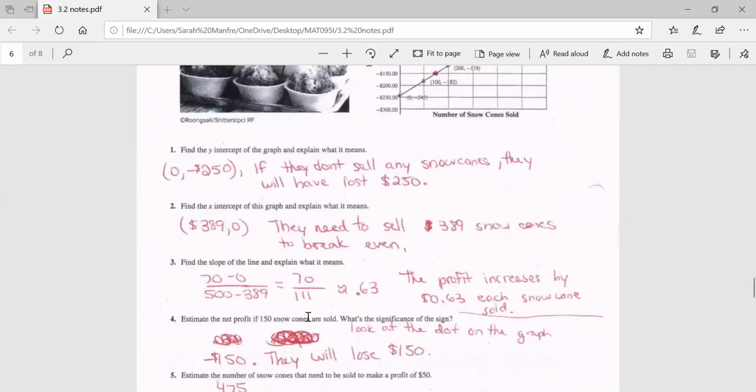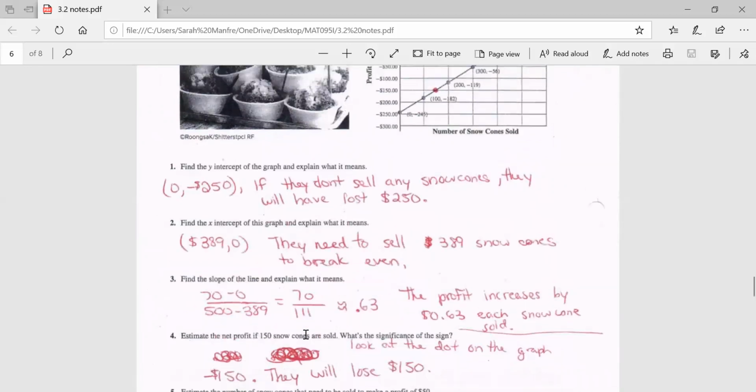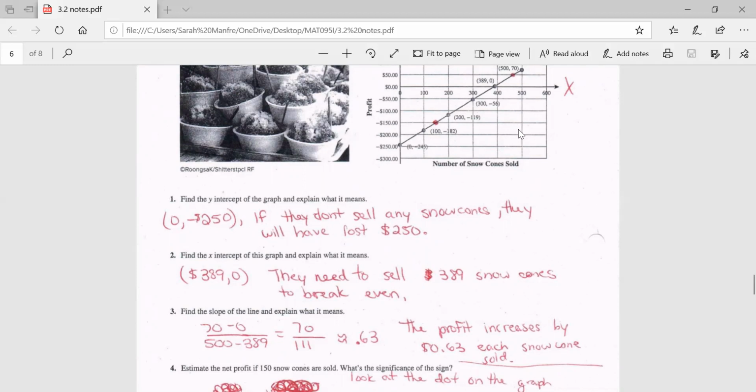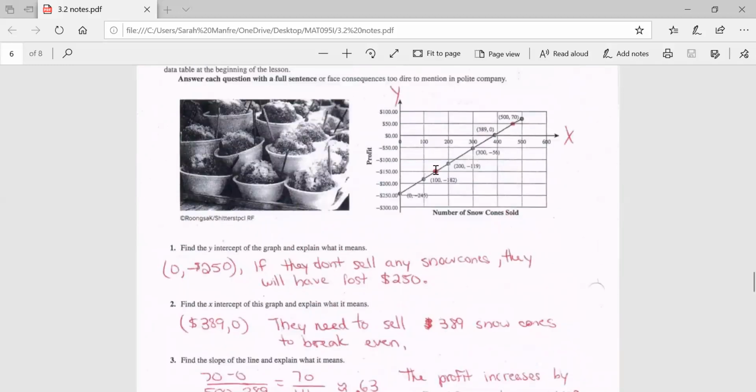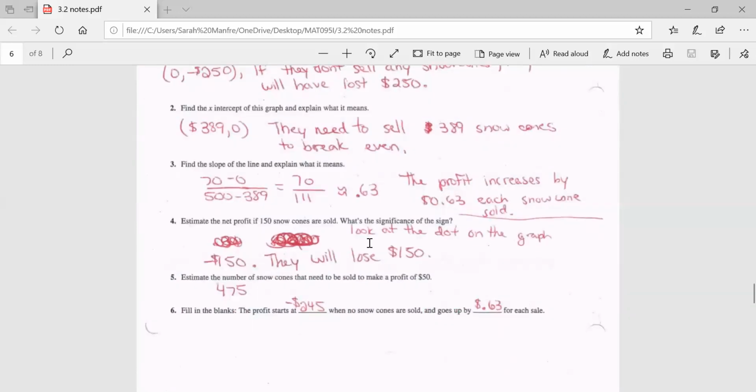So estimate the net profit if 150 snow cones are sold. Okay, what is the significance? Well, I do it on the graph, right? 150 snow cones sold, that's this point right here. It's right in between 100 and 200. You go down, and it has negative 150. So what does that mean? That they're going to lose $150.